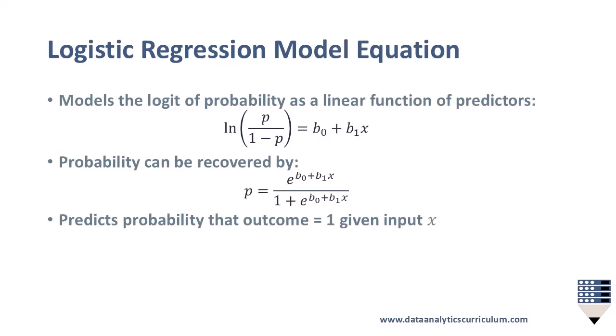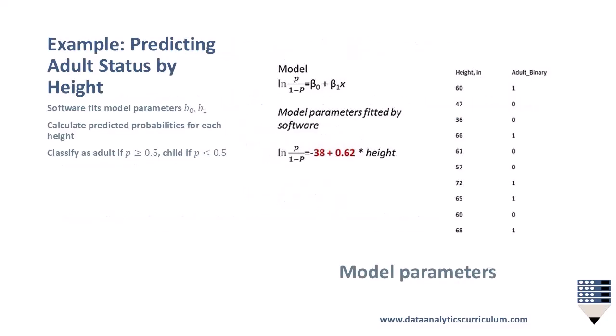The logistic regression model. In a logistic regression equation, we model the logit of the probability as a straight line function of our predictors. That means we take the log of the odds and express it as b0 plus b1x. Once we fit the model, we can use it to predict probabilities using the logistic function, an S-shaped curve that maps any input back to a probability between 0 and 1. So if we plug in a person's height, the model might tell us there's an 80% chance that person is an adult.